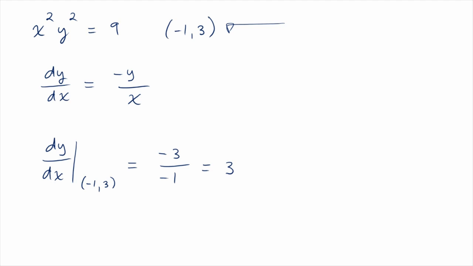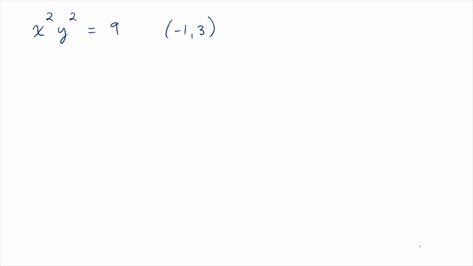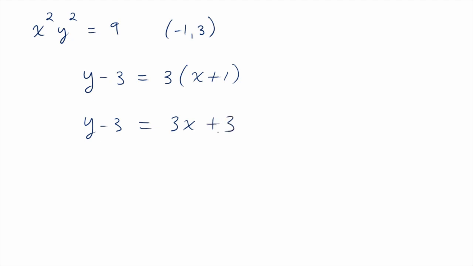Now we can find the equations of our lines. Let's start with the equation of the tangent line. That would be y minus 3 equals slope 3 times x minus negative 1, which is just x plus 1. So we get y minus 3 is equal to 3x plus 3, and adding 3 to both sides we get y equals 3x plus 6. So there's the equation of the tangent line at the point negative 1, 3.